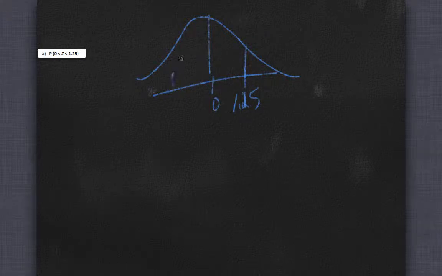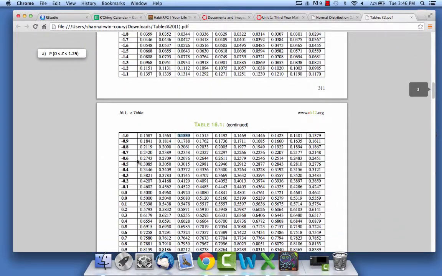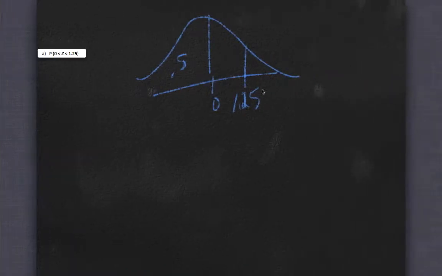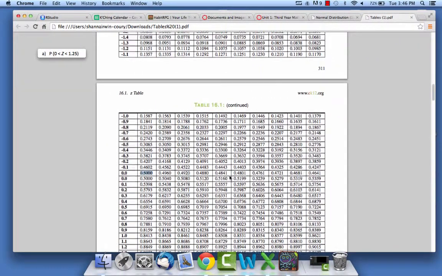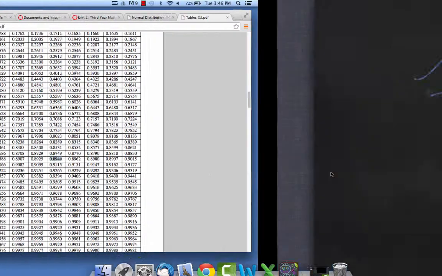Okay, I actually know this is 0.5 because it's symmetric, but I can also look on the chart at 0, 0, 0, right there, 0.5 is to the left. And then I look up 1.25, 1.20, 1, 2, 3, 4, 5, 0.8944.